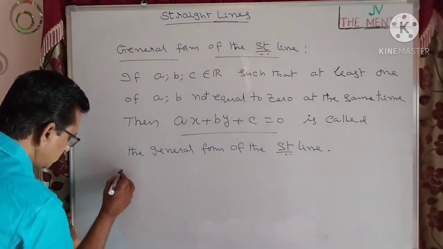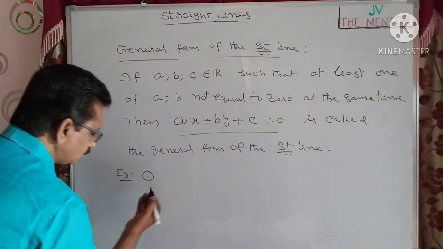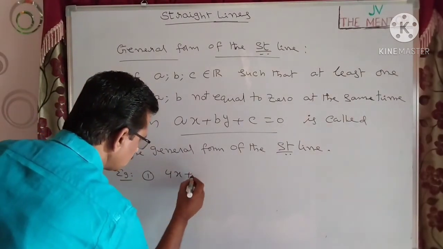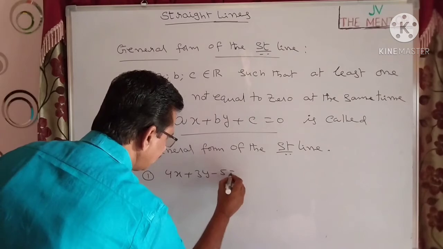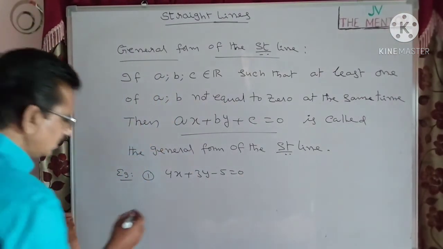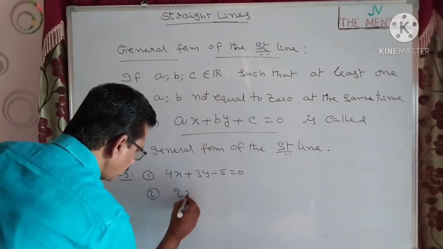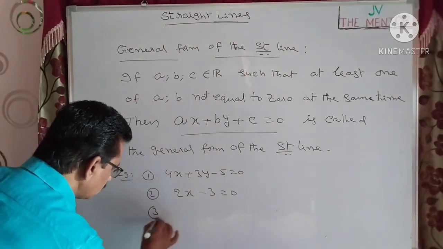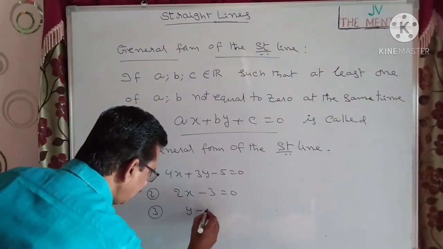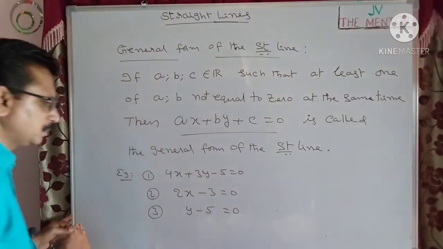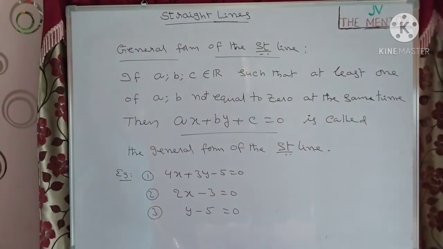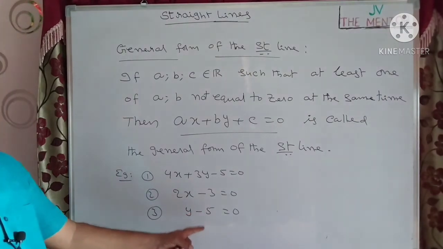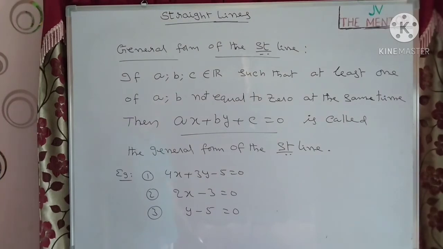Now we can take some examples. First one, 4x plus 3y minus 5 equal to 0. Second example, 2x minus 3 equal to 0. Third one, y minus 5 equal to 0. Okay? These are the standard equations of the straight lines. Write down.